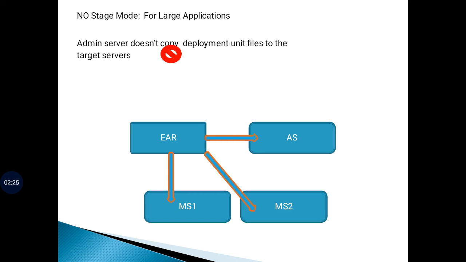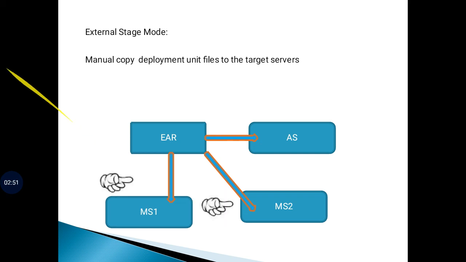So no stage mode is the default mode when deploying only to the admin server, that is, for a single server domain, or it can be any of the servers in the clusters. So this can be used for larger applications. And the other thing we have to remember is that the admin server doesn't copy the deployment unit files to any of these target servers. Then you have external stage mode.